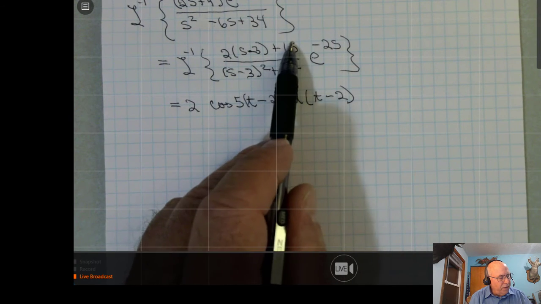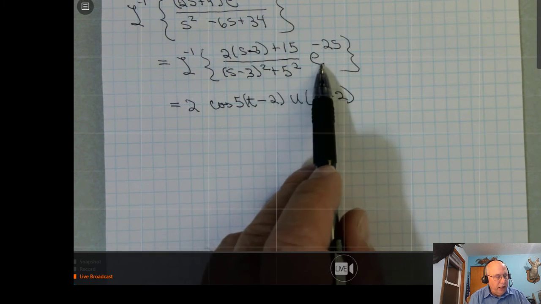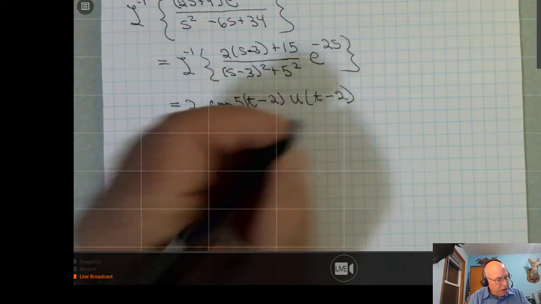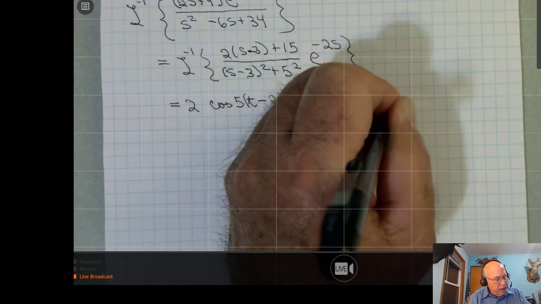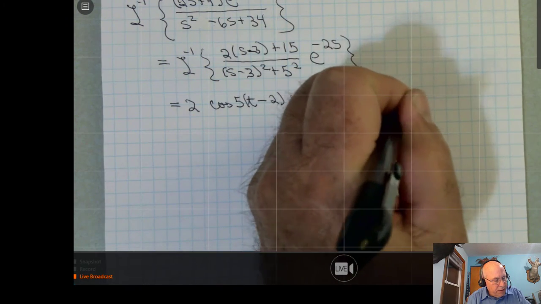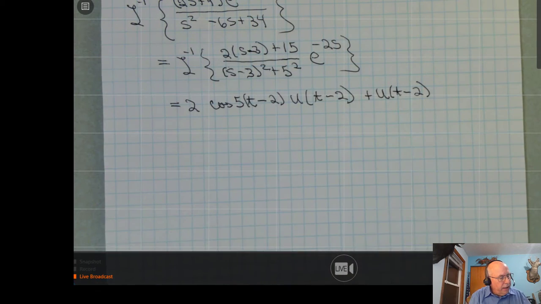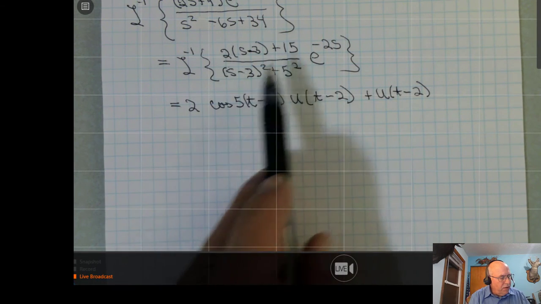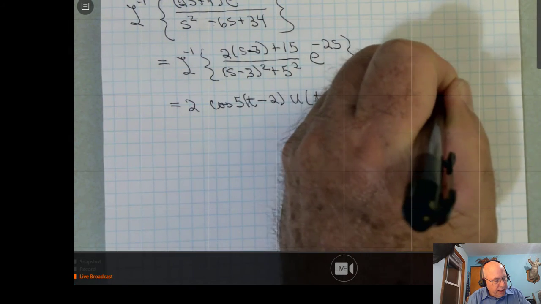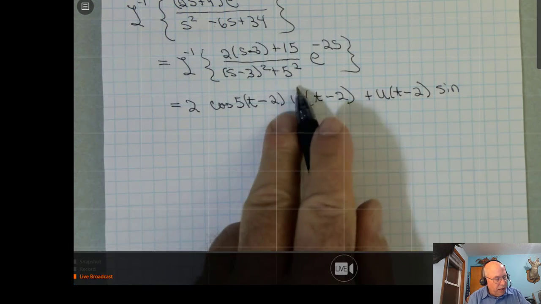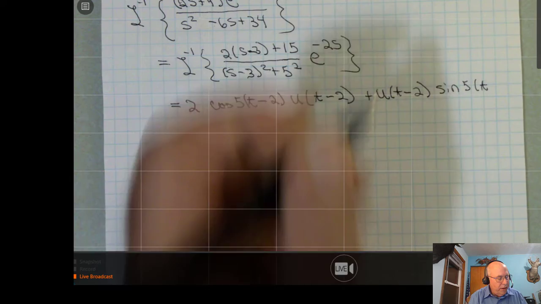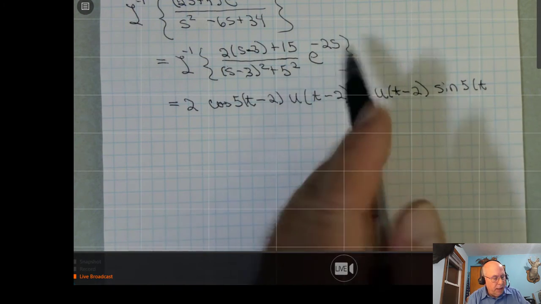Now I need to do the 15 over this, and again take into account that this produces a shift on the t-axis. So let's get that part started while we're thinking about it. u of t minus 2. Then 15 over, well, s squared plus 5 squared, that would be sine of 5t. But the t now has been shifted by 2 due to this.